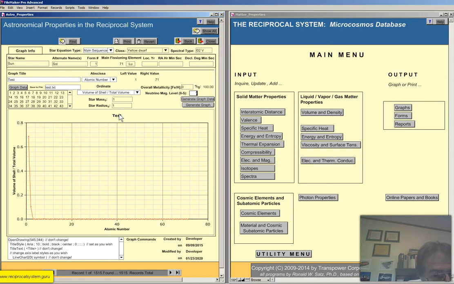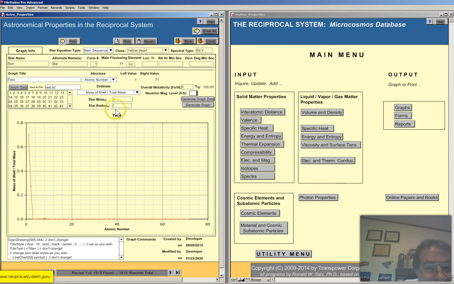And let's do total mass. Oops, sorry, let's do mass. Generate the graph data. And generate the graph. And, you know, there it is. Pretty small mass, actually, it takes in the core, which really provides all the energy.